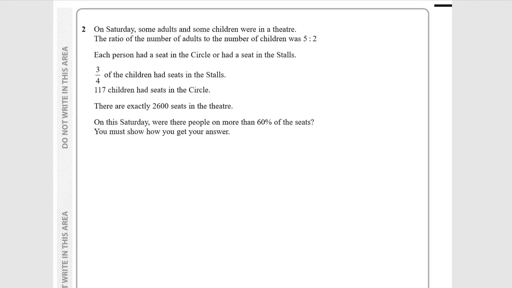Question 2. So it says, on Saturday, some adults and some children were in a theatre. The ratio of the number of adults to the number of children was 5:2. Each person had a seat in the circle or in the stalls. 3 out of 4 of the children had seats in the stalls. 117 children had seats in the circle. There are exactly 2,600 seats in the theatre. So just a couple of things to highlight.